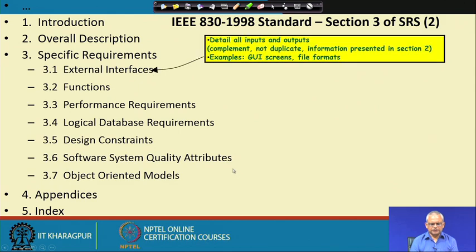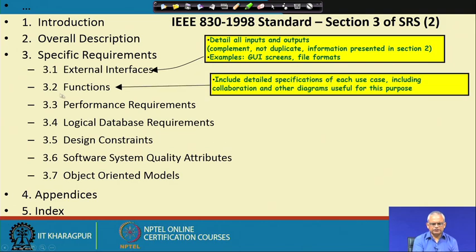Now, first let us look at the external interface. Here we have to write about all the user interfaces. Maybe you can give GUI screenshots, the different file formats that may be needed. There are some parts that were mentioned in section 2, external interface. It should actually elaborate that and should not duplicate information there.